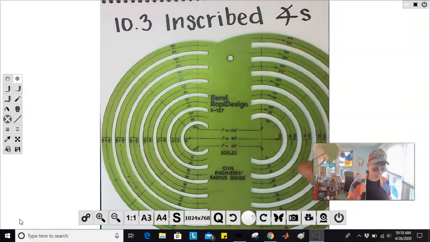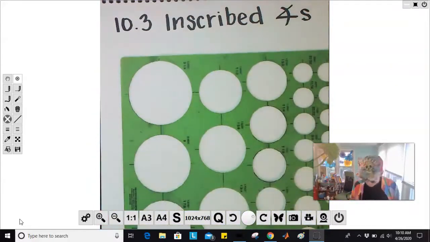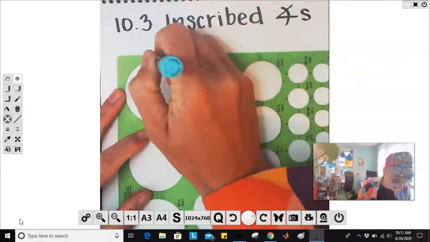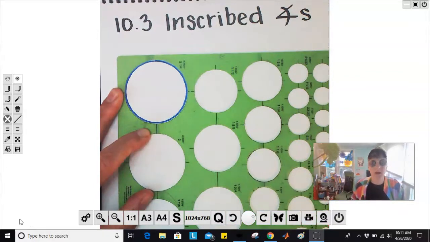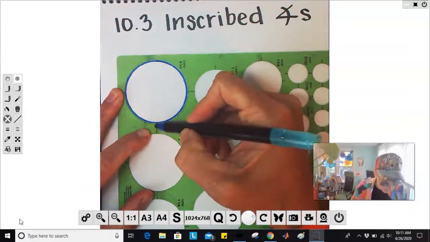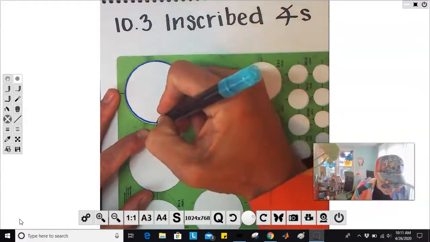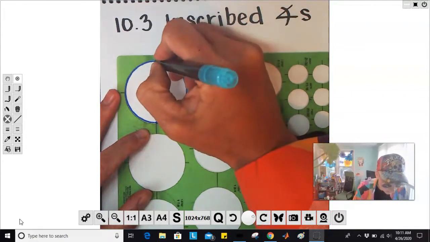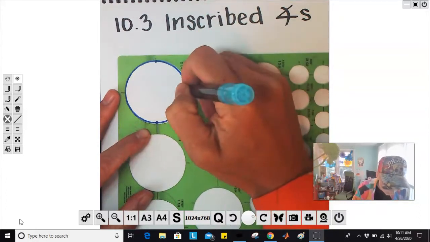Anyway, back to our inscribed angles. Let's draw ourselves a nice, pretty circle, shall we? I'm gonna make mine blue. It's gonna be great. Beautiful, fabulous. These little marks. We're gonna put dots here, so I can definitely make you a radius or diameter. It's gonna go right through that, and let's put another dot right here. Cool.